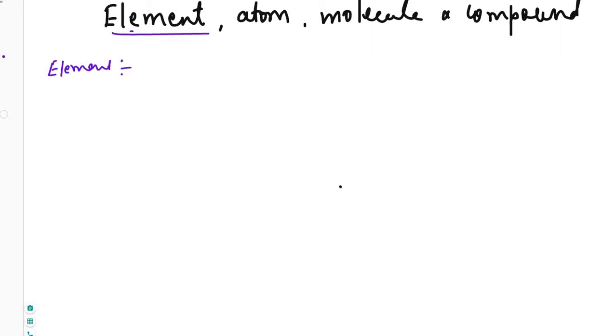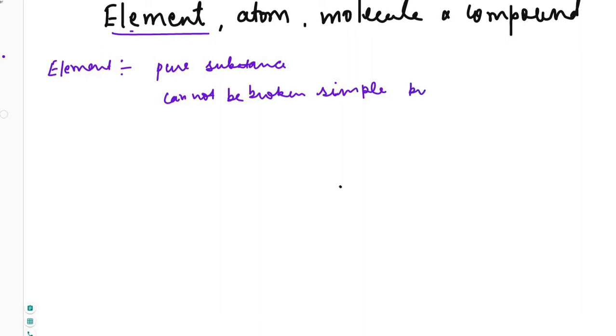An element is a pure substance. I'll just write keywords. It's a pure substance that cannot be broken down. Very important part: it cannot be broken down into simpler substances. Since I am writing on the touchpad, sometimes my writing is not very good, so please pardon me for that. Can you give some examples of that?